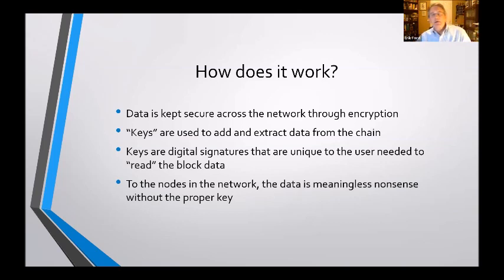So you say, okay, I've got this data that I'm using a blockchain across a network of unknown parties to track. How the heck do I keep this stuff secure if it's got personal financial information or transaction information or intellectual property or various other things? And that's where these keys come into play. They unlock the data from being nonsense to being usable data. So they're used to add and extract data from the chain. Keys are digital signatures that are unique to the user, needed to, quote, read the block data. And to the nodes in the network, the data is meaningless nonsense if you don't have the proper key.